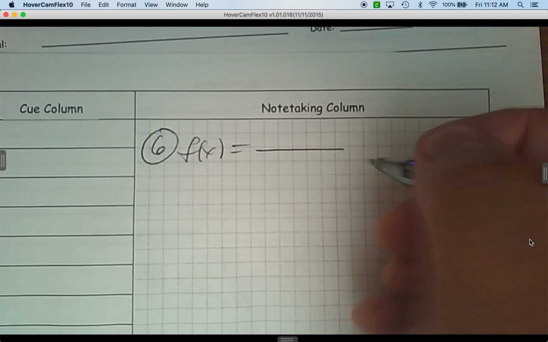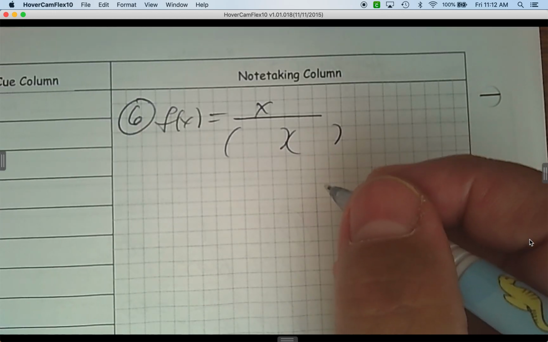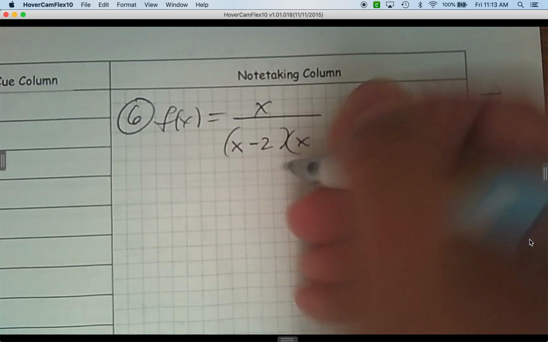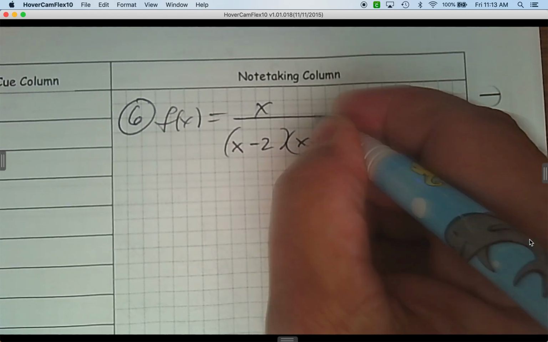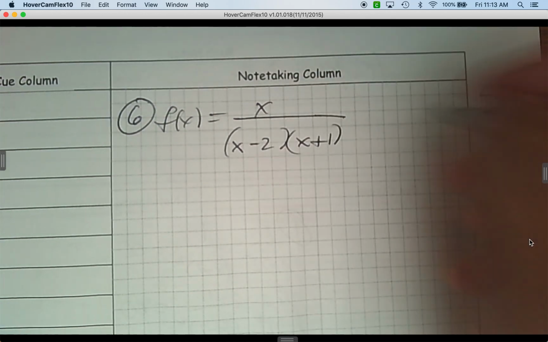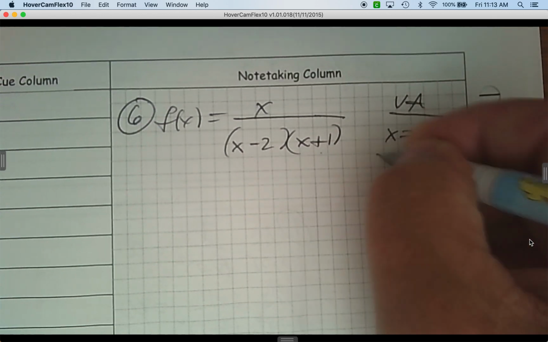And again, I'm just going to factor right away. So in the numerator, you have x. The denominator is factorable. So two numbers that multiply to -2 and combine to -1. That would be -2 and +1 if you factor it. Is there anything removable? No.